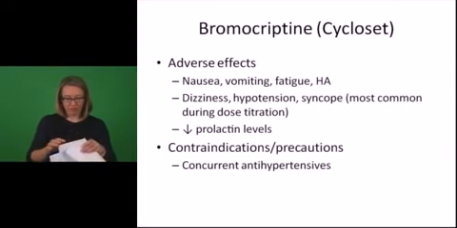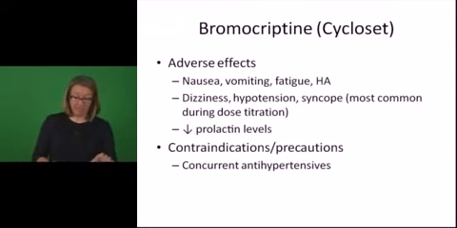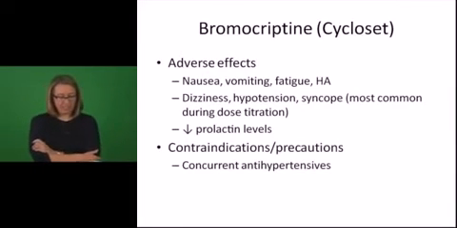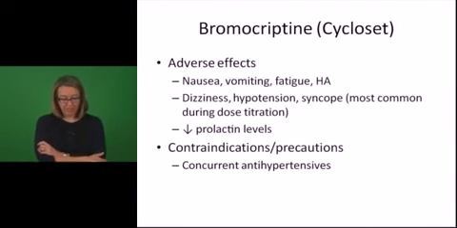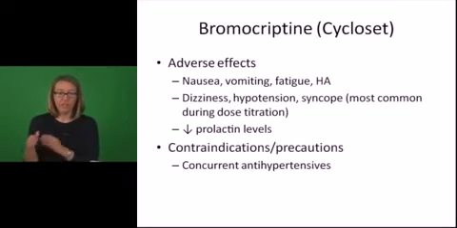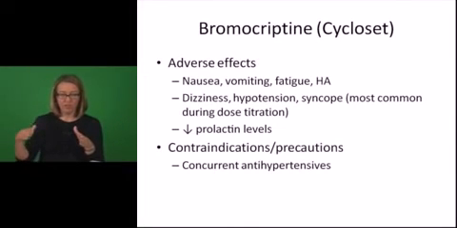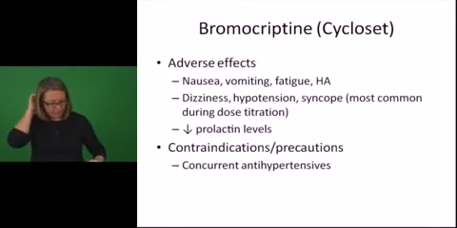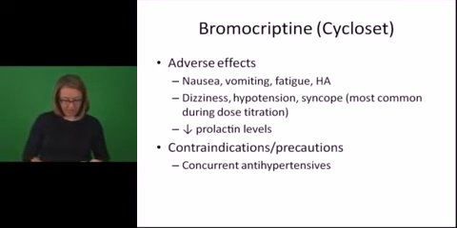The adverse effects of bromocriptine include nausea, vomiting, fatigue, headache, dizziness, hypotension, and syncope, and these, again, are most common during the dose titration phase. So if a patient has experienced this, instead of titrating every week, you might want to extend the dosing titration to every 2 weeks or every 3 weeks or even once a month. And keep in mind that it can decrease the prolactin levels. And the contraindications and precautions are patients on concurrent antihypertensives because the risk of causing dizziness, hypotension, and syncope might be greater.